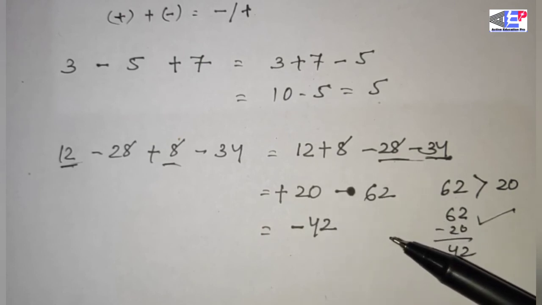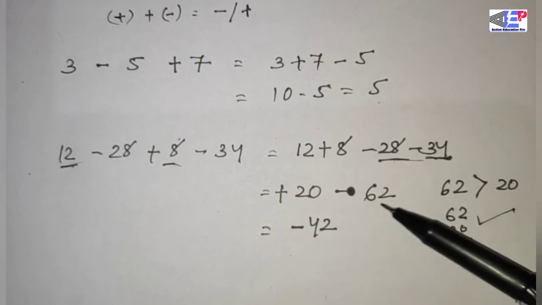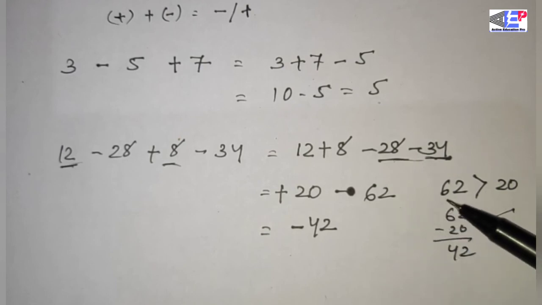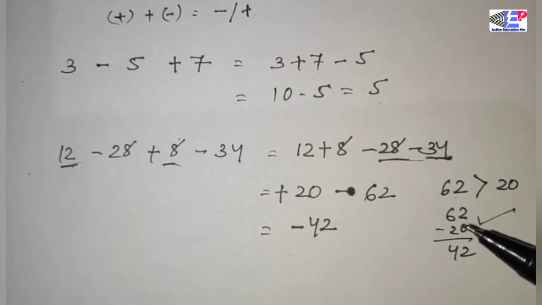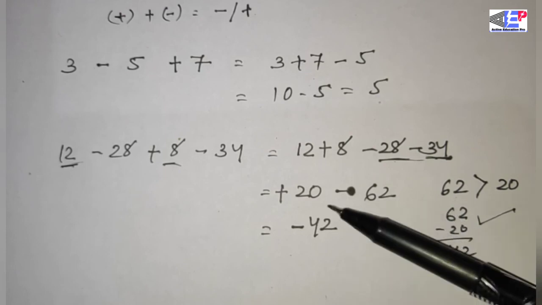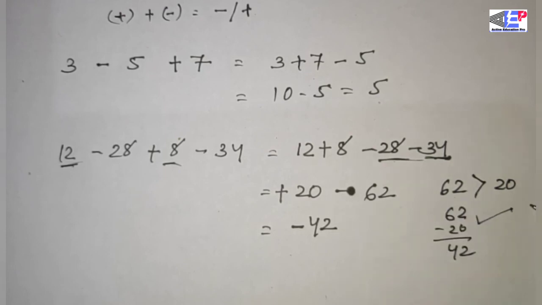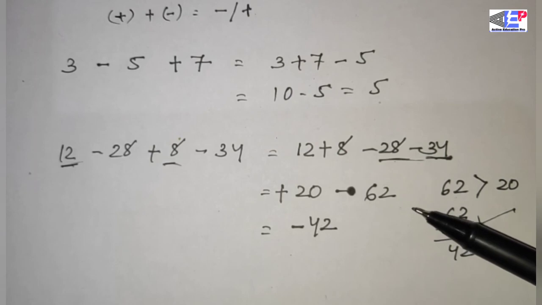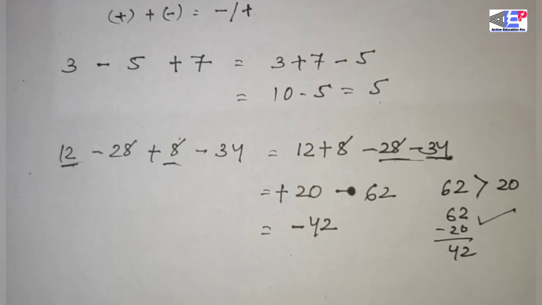Now compare the numerical values, one is 20 and another is 62. So you know 62 is greater than 20. Just forget the sign at the time of comparing numerical values. Just follow the simple real number, the counting number. This is 62 and this is 20. So 62 is larger than 20 and both are of opposite sign. So in this case, you have to subtract the numerical values. So the answer is 42.